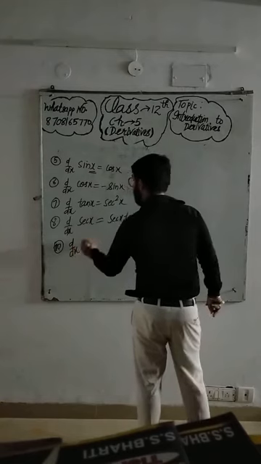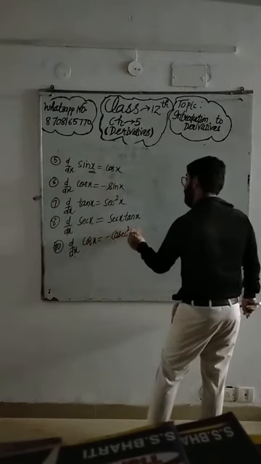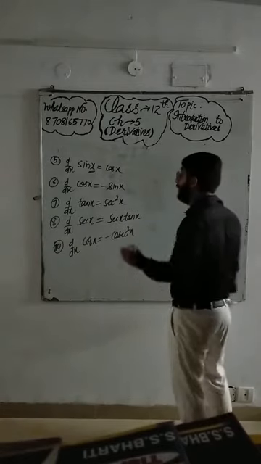Cot x. Okay, it is what? Cot x. The answer is minus cosecant square x.